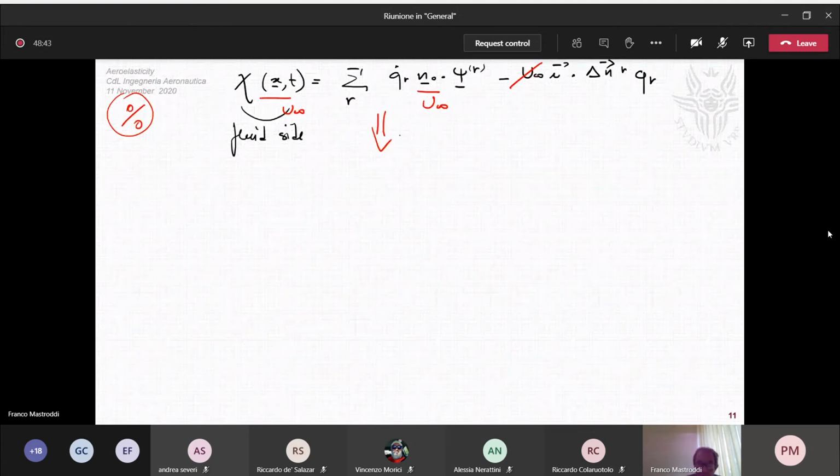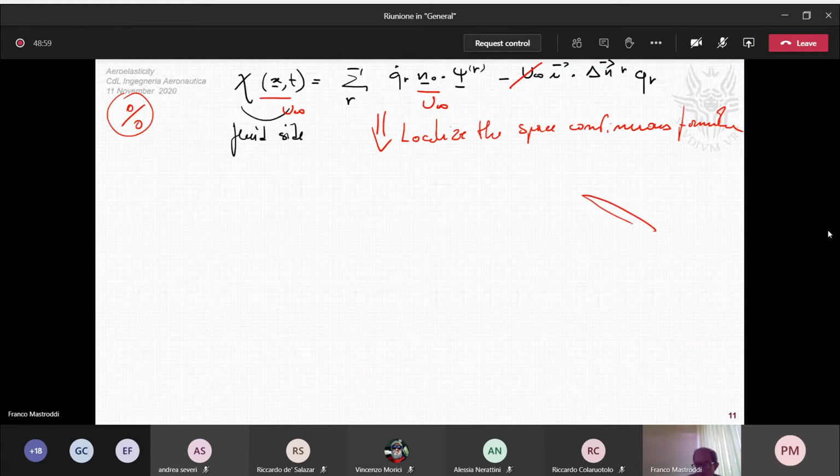Okay, and localize this space continuous formula. And localize means, please calculate this expression at the center of a panel. So you have a value of key for each panel, like for example key J.